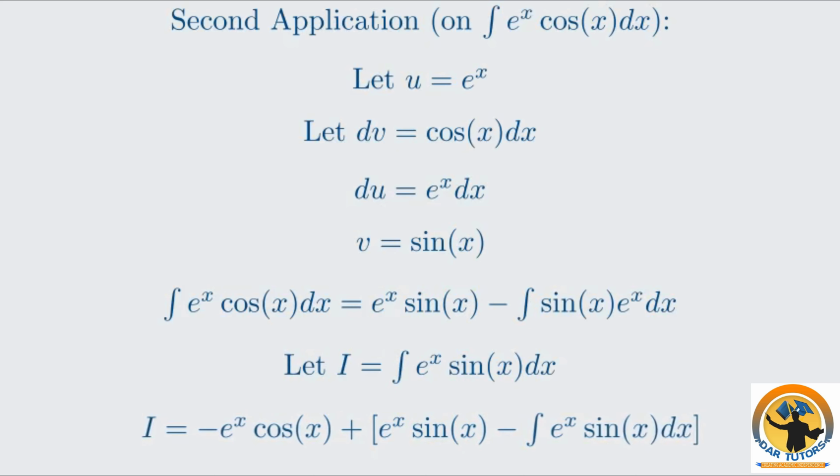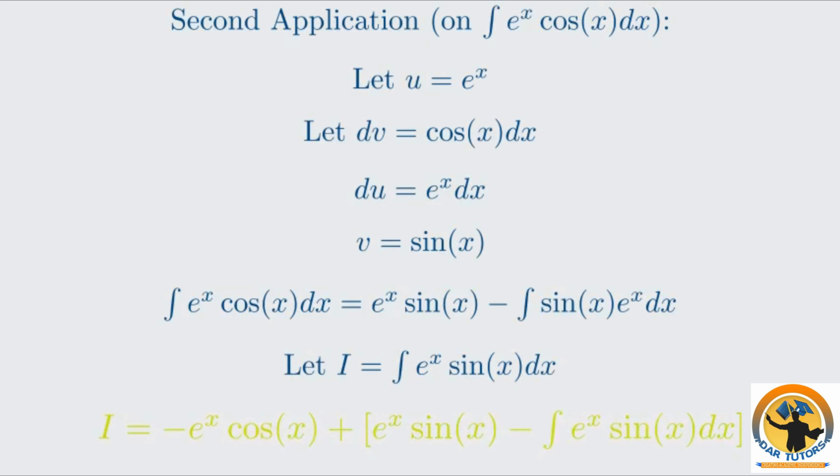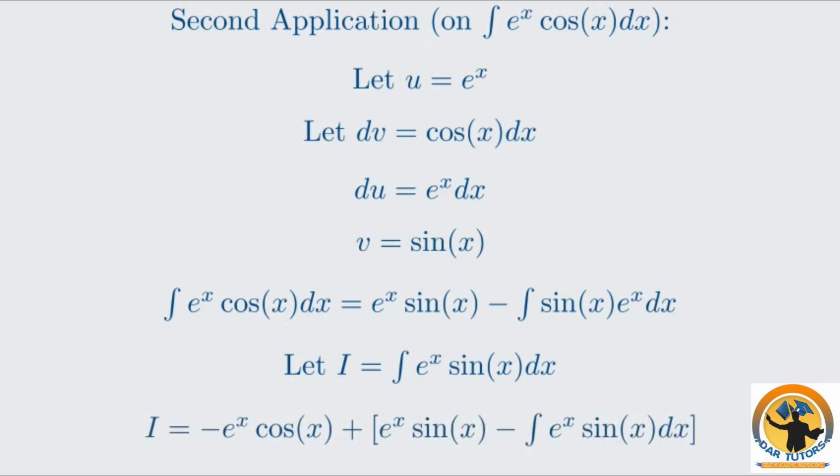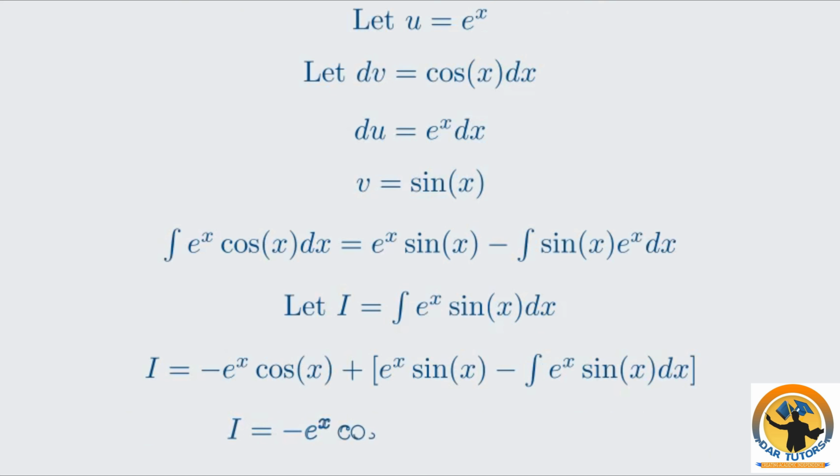Look closely at the equation. The integral we are trying to solve, I, appears on both sides of the equation. This is the key to solving it. We can rewrite this as I equals negative e to the power of x cosine of x plus e to the power of x sine of x minus I. Now we can solve for I algebraically.